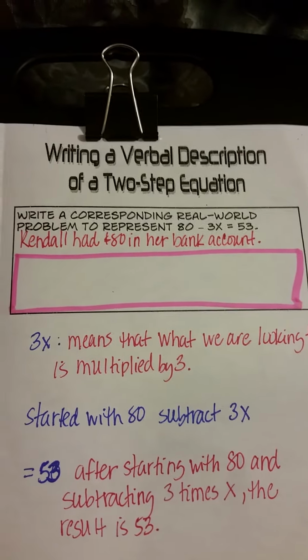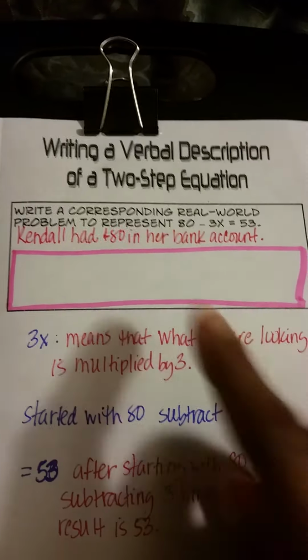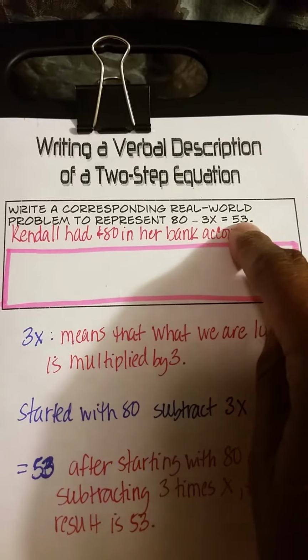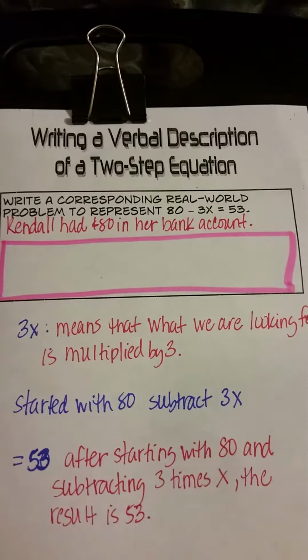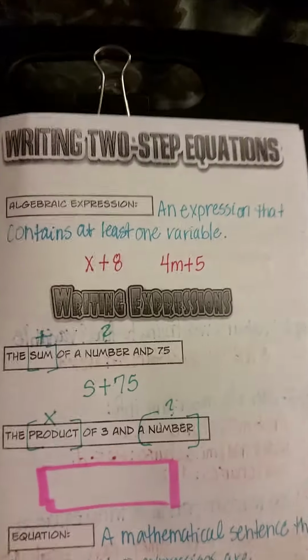I have $80 in my bank account. And what does that mean? 80 minus 3x equals 53. So I want you to fill that part out for me, and we'll go over that in class. Okay, so this is writing two-step equations.